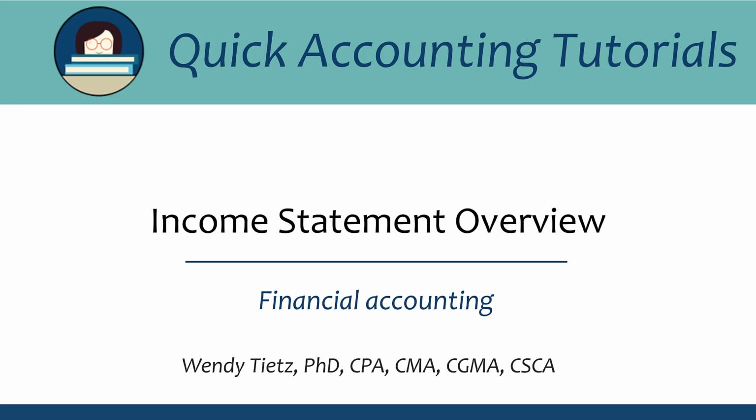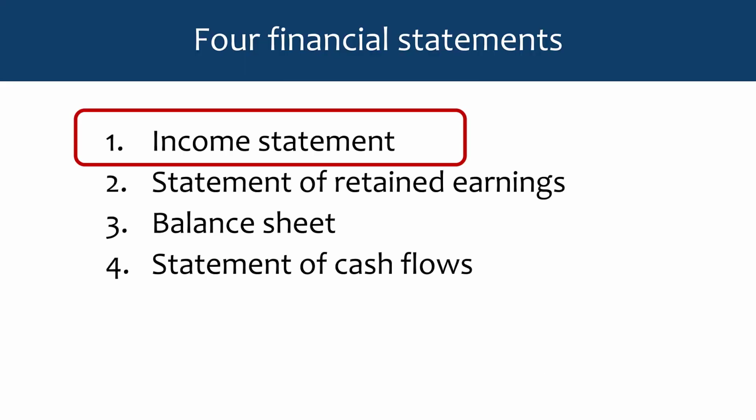We are going to go through a quick overview of the income statement in this video. There are 4 financial statements. The statements are prepared in the order of the income statement, the statement of retained earnings, the balance sheet, and finally the statement of cash flows. In this video, we'll be walking through the basic construction of the income statement.